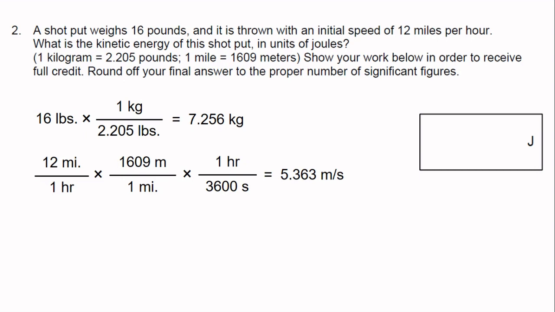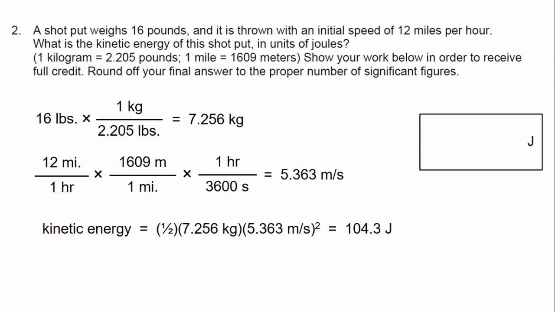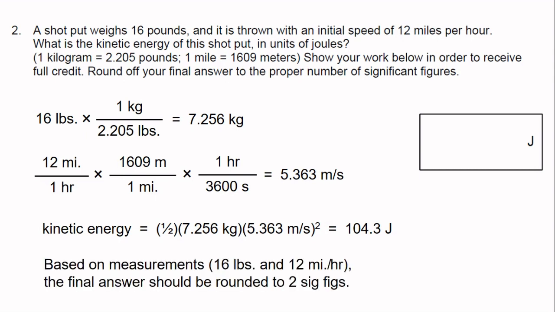Kinetic energy is equal to 1/2 mv squared. So if we do this math, we get 104.3 joules. Since our measurements have only two significant figures, let's round off 104.3 to two significant figures. We have to do this by putting it in scientific notation, so we get 1.0 times 10 to the second power. And again, as you can tell, the units are in joules.